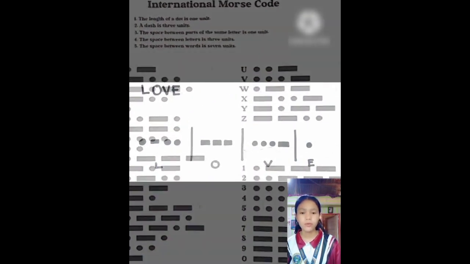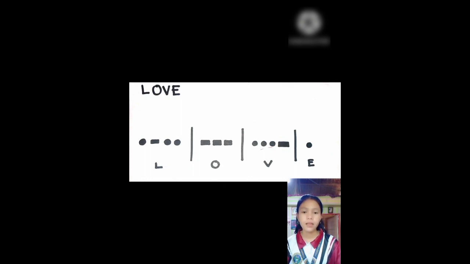So, for example, the word love. The letter L contains dot, dash, two dots. The letter O, three dashes. The letter V, three dots and one dash. Then the letter A is only a dot. And that's how the Morse code was used before during the electromechanical age.